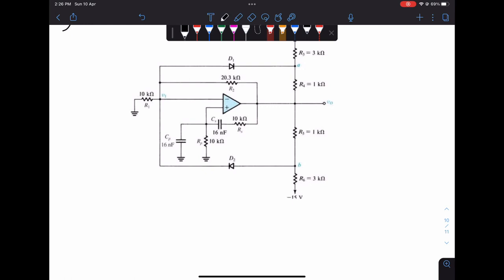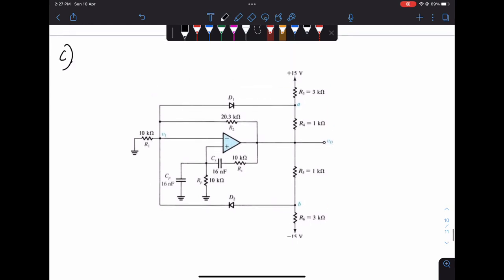Everyone knows Vp and Vo. We earlier wrote that equation while analyzing the beta network: Vin is nothing but V0 RCS divided by 1 plus RCS whole square plus RCS. Instead of Vin, it is Vp now.